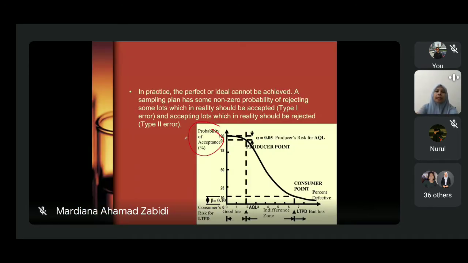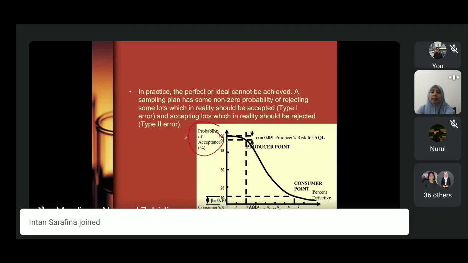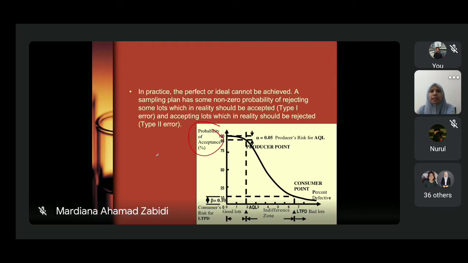Okay, so in practice, the perfect or ideal graph cannot be achieved because of course some of the samples are defective, some of the samples are acceptable. So a sampling plan should have some non-zero probability of rejecting a lot which in reality should be accepted. That one is type 1 error. And then we have accepting a lot which in reality should be rejected, whereby that one is type 2 error.